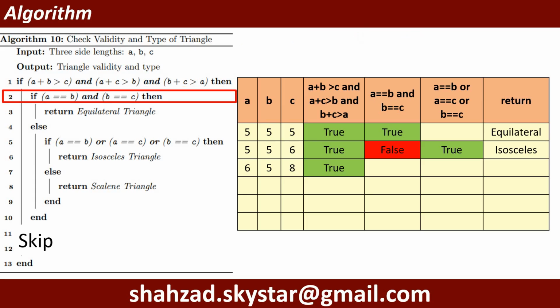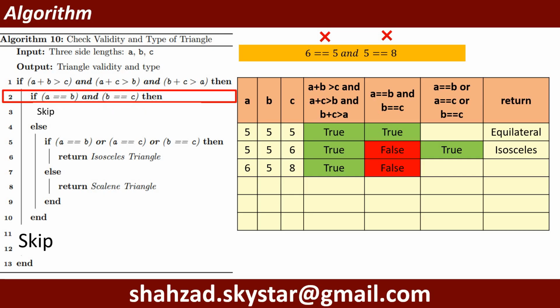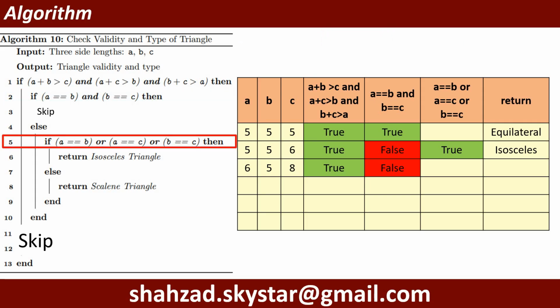If a equal to b and b equal to c, then it will check whether all three sides are equal or not. In this case, 6 equal to 5 and 5 equal to 8, both are false statements. Then the overall result will be false, and line number 3 will be skipped. Now they are checking if a equal to b, or a equal to c, or b equal to c, then they will display isosceles triangle.